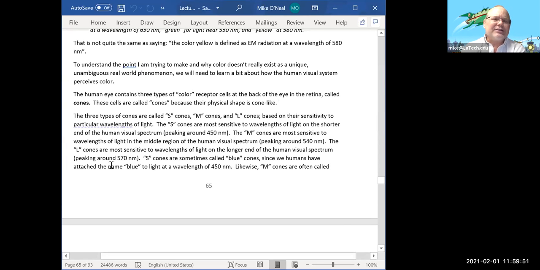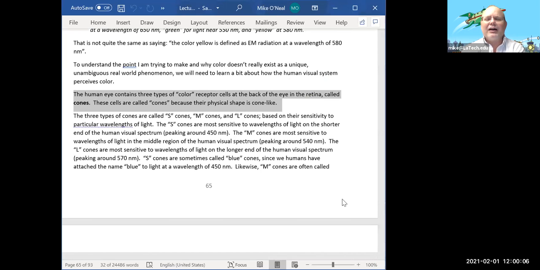And I already alluded to this. How do humans detect color? Well, we detect color because we have 3 types of color receptor cells at the back of our eye in our retina. These are called cones. They're called cones because they look like little upside-down ice cream cones if you look at them under a microscope.